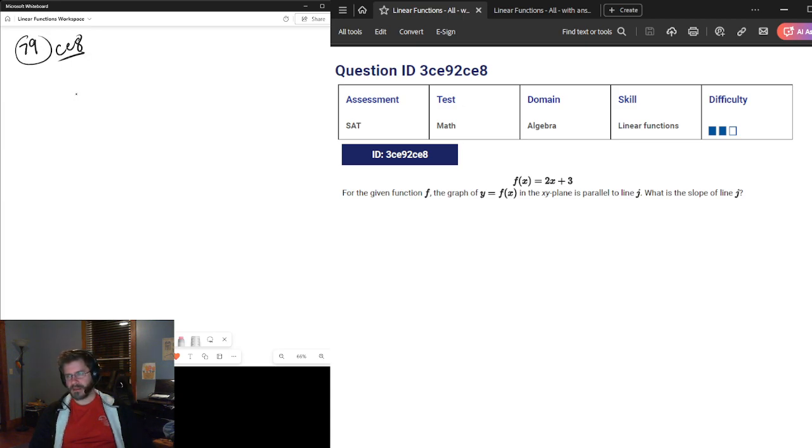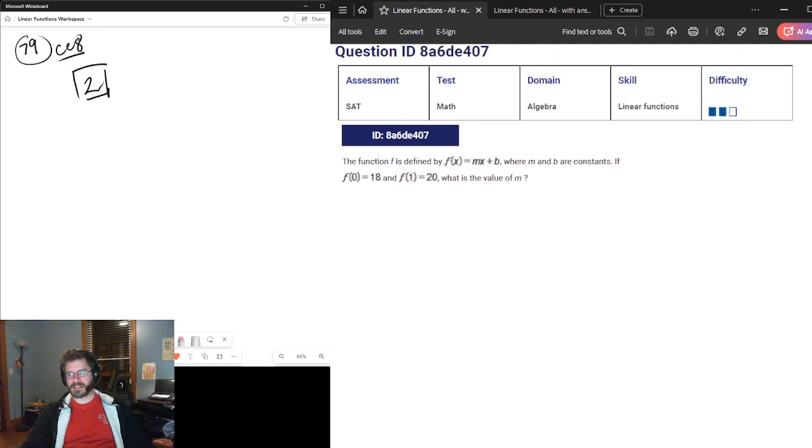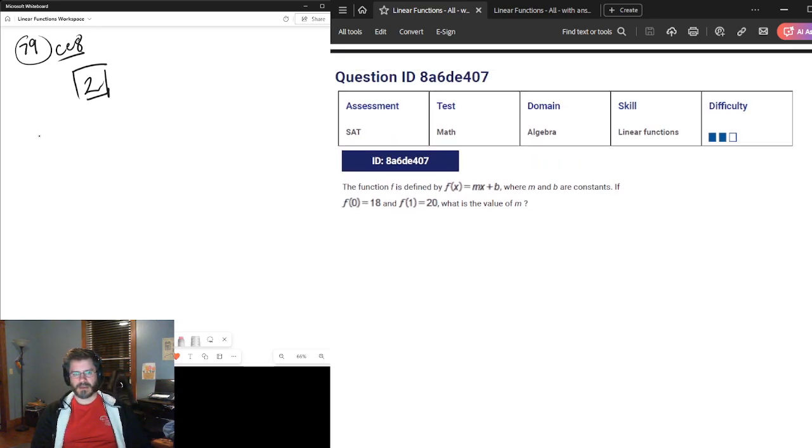CE8. 2x plus 3 given function. Line J is parallel. What is the slope of J? Parallel lines have the same slope, so 2. Perpendicular lines have opposite reciprocals. Parallel lines have the same slope. 80.